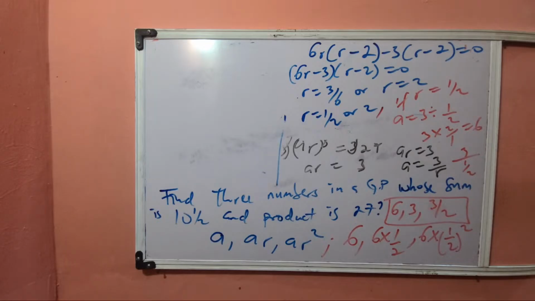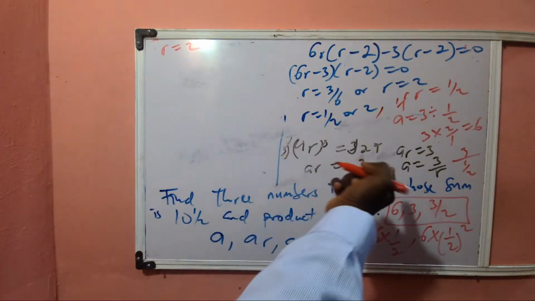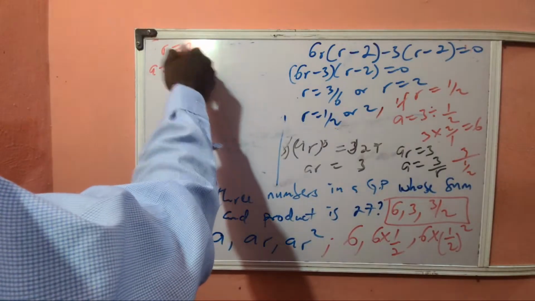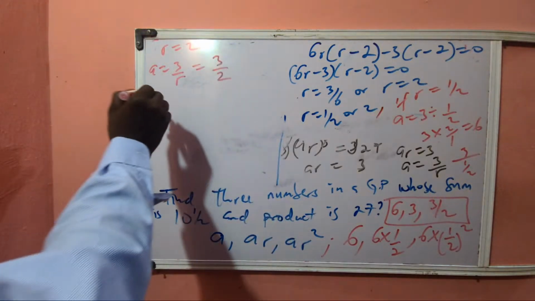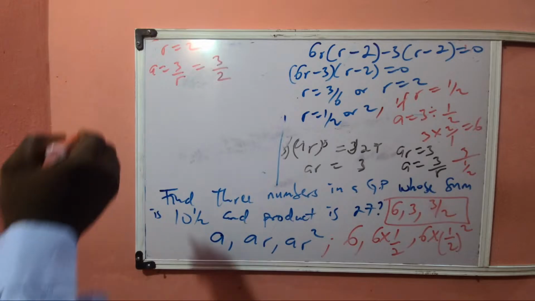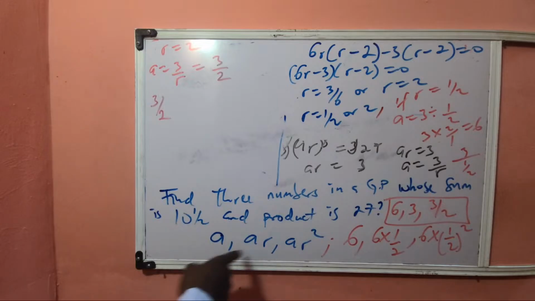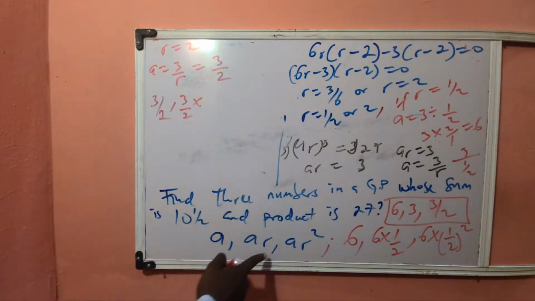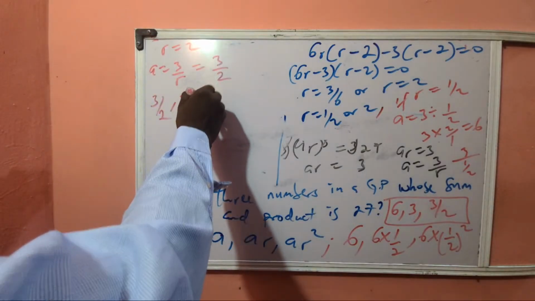Now, if r was 2, then don't forget a was 3 over r. So a would be equal to 3 over r. And now if r was 2, that means a was 3 over 2. That means in this particular case, my first term will be 3 over 2. Now, if my first term is 3 over 2, my second number will be what? Of course, 3 over 2, which was the first term, times r. R was 2, so you have 2.